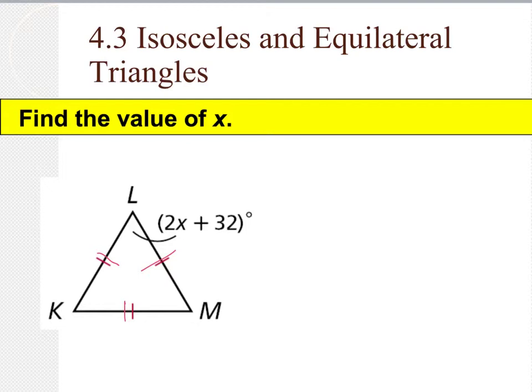What type of triangle is this? Equilateral. Because we know it's an equilateral triangle, we also know what? Equiangular. Now we're starting to build on what we know. Now that we know it's equiangular, what measures each angle? 60 degrees. So we know that angle L has to be equal to 60 degrees. We also know that angle L is 2x plus 32. If we set that up into an equation, we can solve for x.